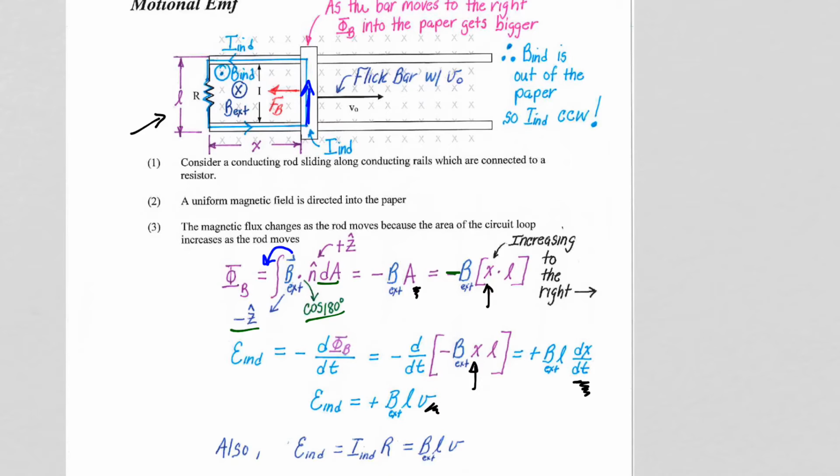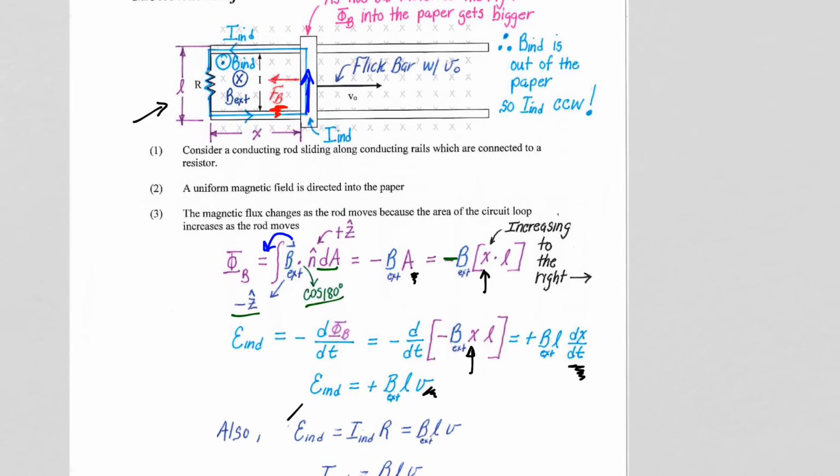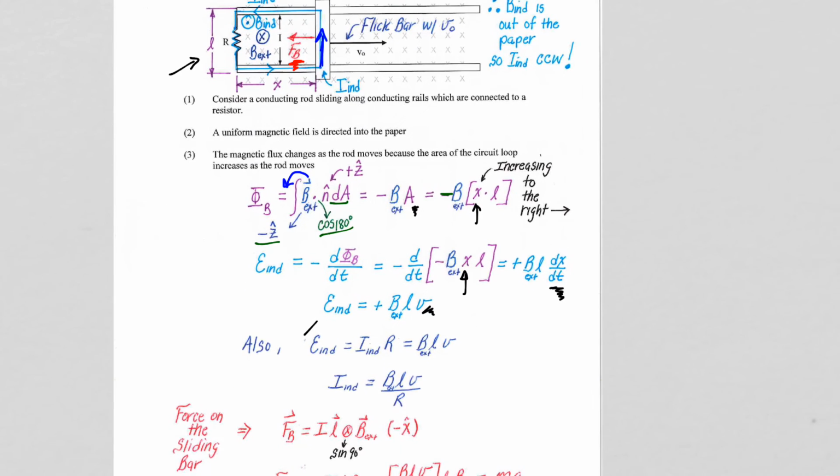If we were asked to solve for the current, we would apply Ohm's law, V equals IR. So IR equals BLv, so I equals BLv divided by R. Now, the dynamic of the sliding bar is a little more complicated than just what we've talked about so far, because as you can see here in your notes, we have a magnetic force to the left. Where does that magnetic force to the left come from? Well, it comes from I L cross B.